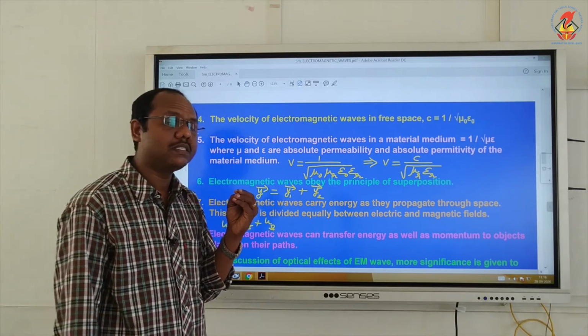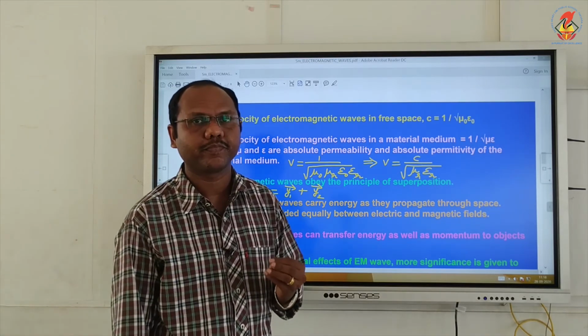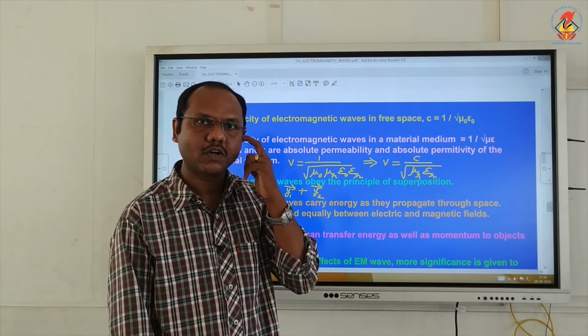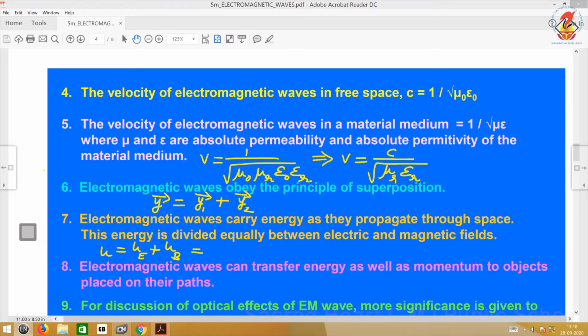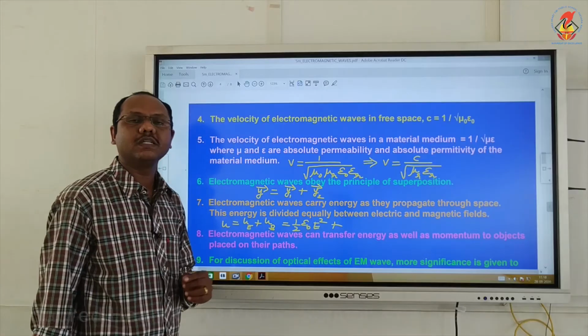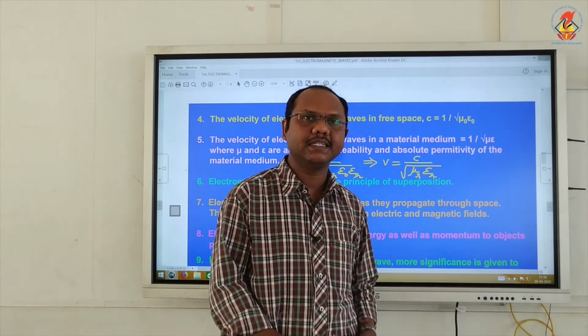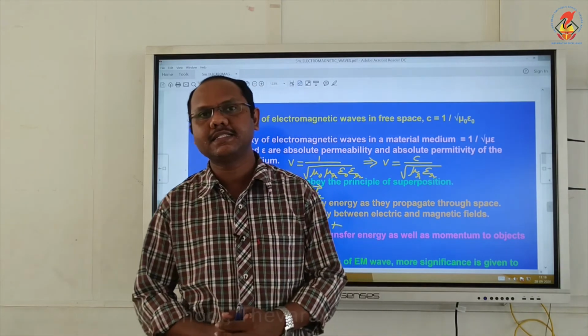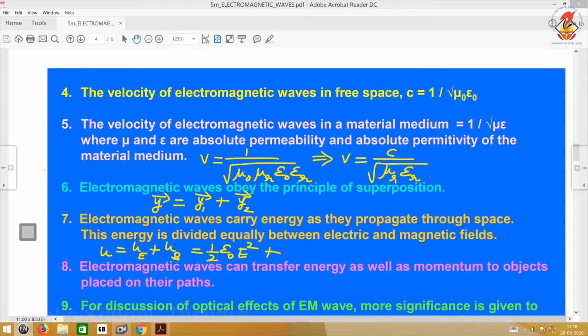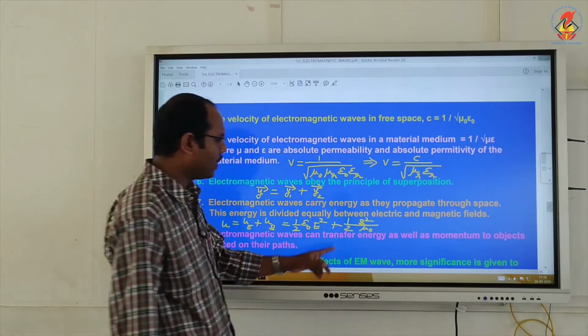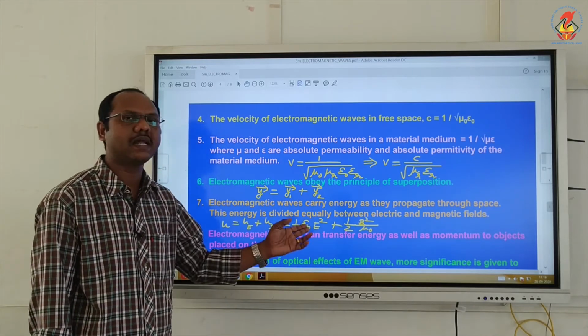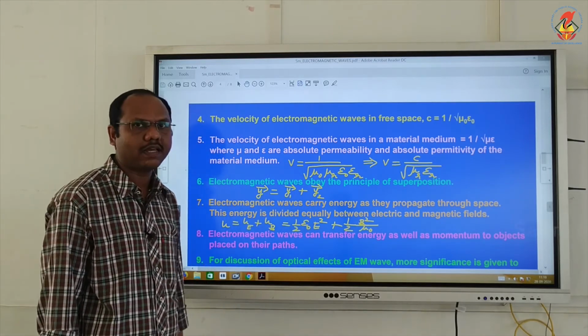Does anybody know what is the equation for electric energy density? Yes, it is half epsilon 0 E square. Therefore, I will write half epsilon 0 E square. What is the expression for the magnetic energy density? Yes, it is B square by 2 mu 0. So, I write half B square by mu 0. So, that is the total energy density of the electromagnetic wave.